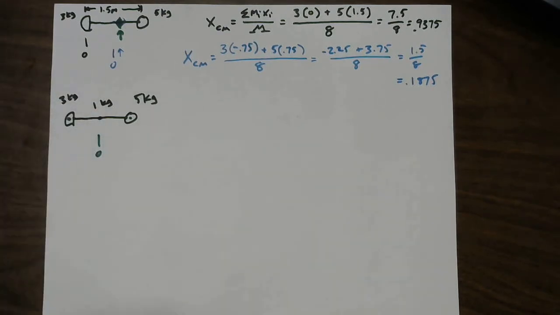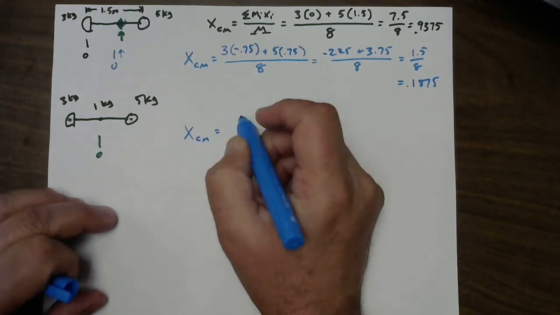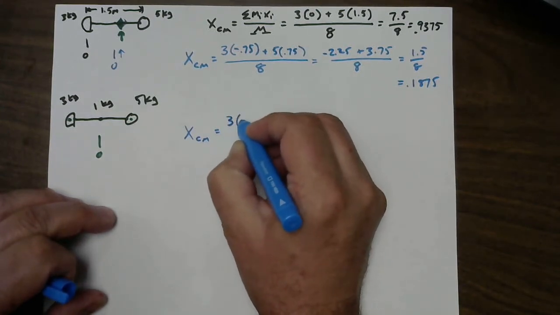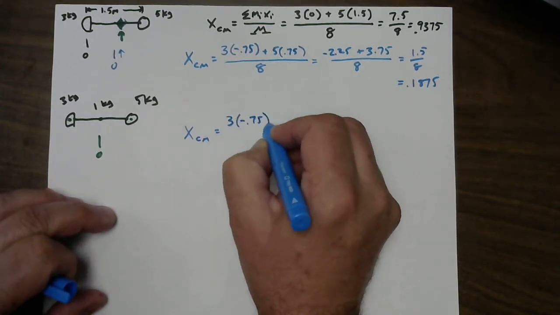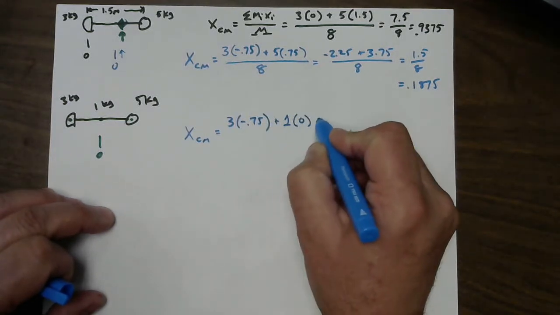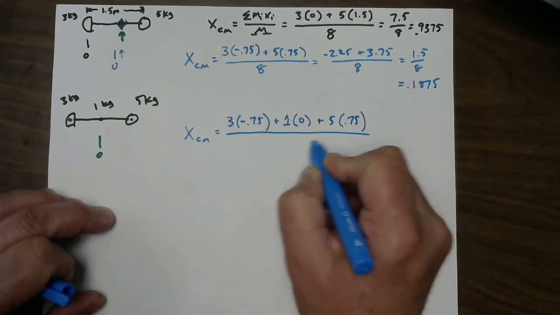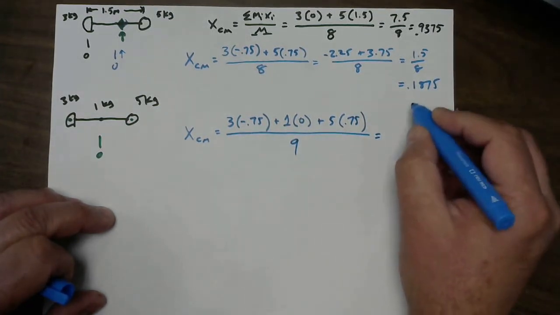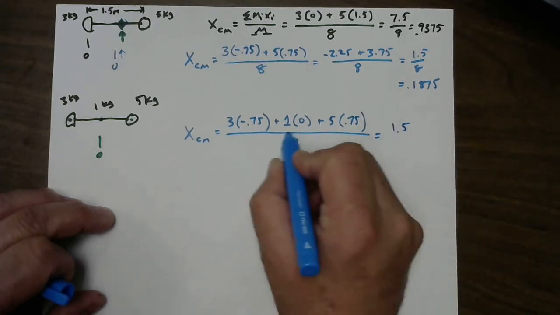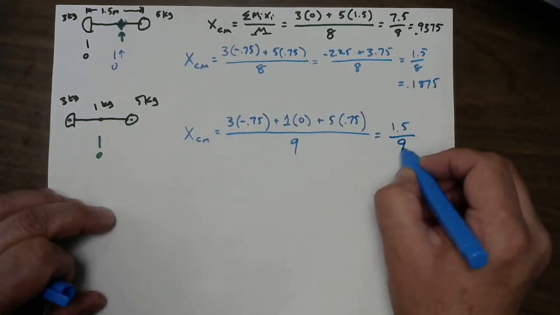So let's go ahead and do that calculation. X center of mass equals 3 times negative 0.75, just like before, plus 1 times 0, plus 5 times 0.75, all over the new mass, which is 9. Okay, so this is going to be the same thing, 1.5, because the stick hasn't contributed anything. Good choice of coordinate system. But now we're dividing by 9.